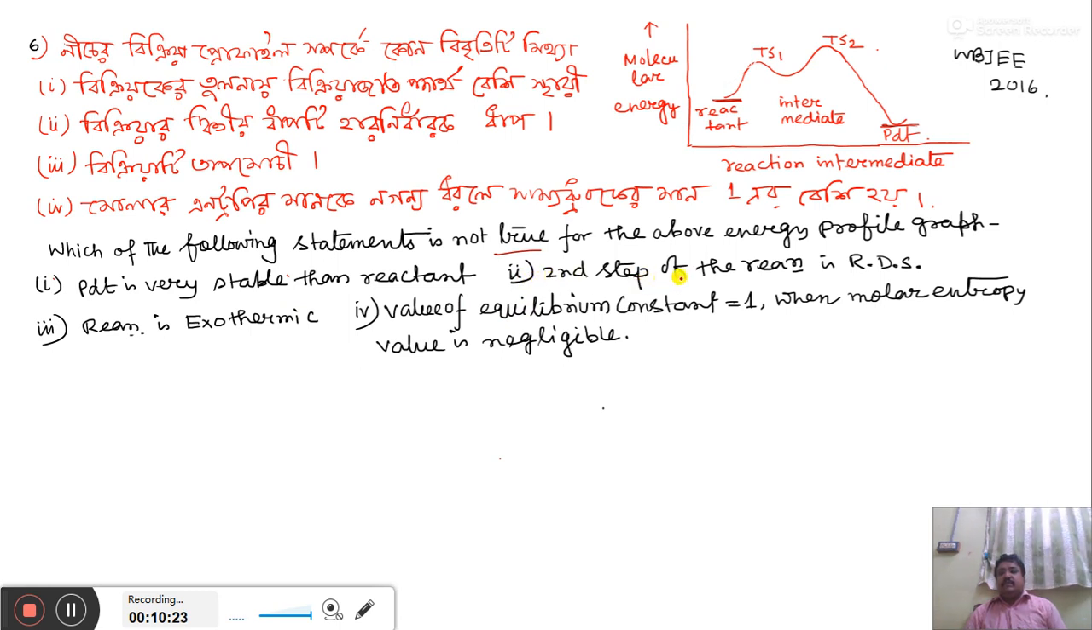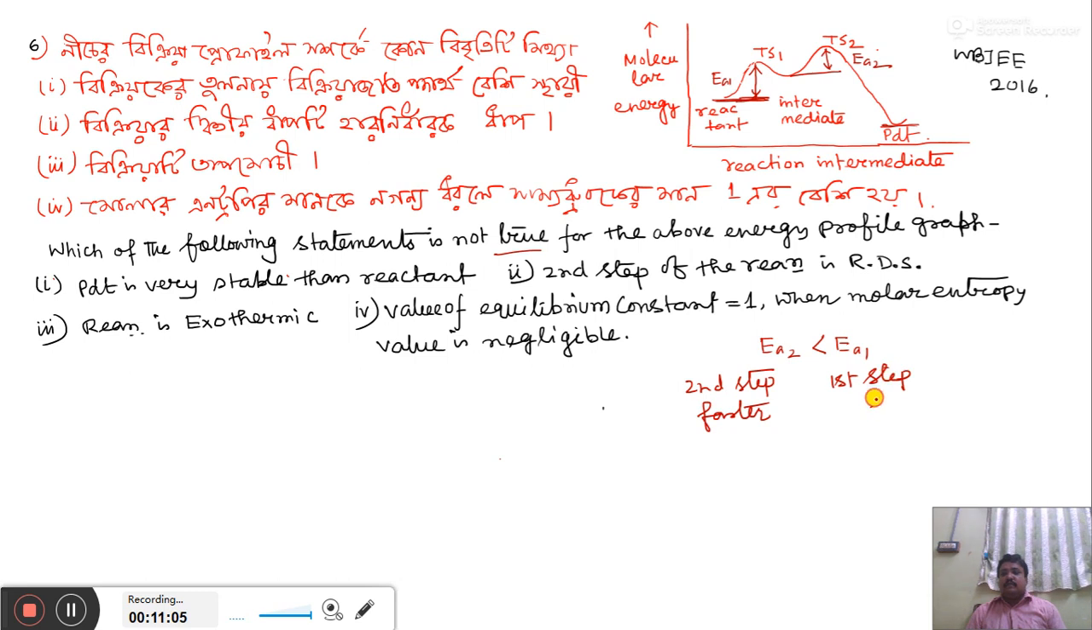Option 2 is, second step is RDS. Now in the first step, the activation energy is EA1, and in the second step the activation energy is EA2. Now it is seen from the graph that EA2 is less than that of EA1. So the second step is the faster one. Second step is faster, and first step is slower.